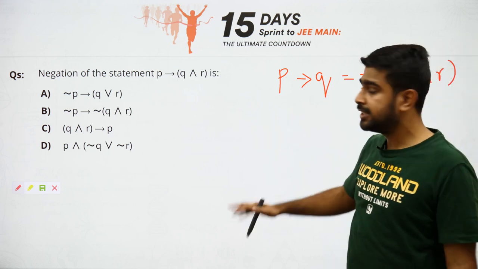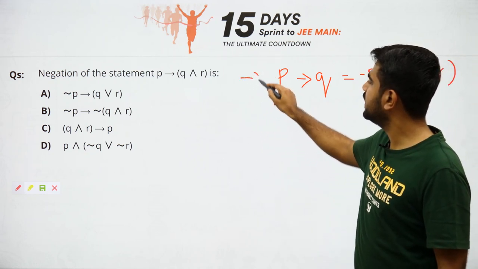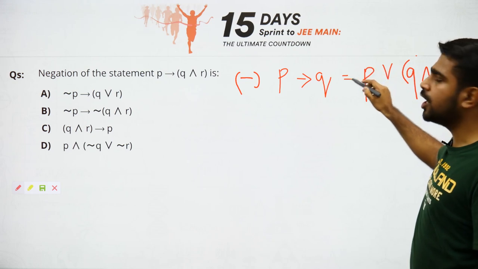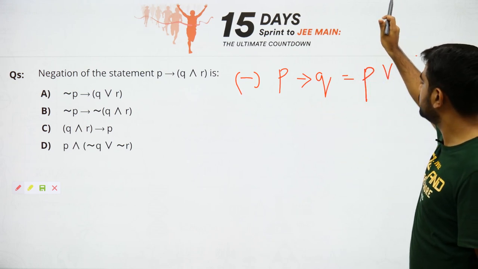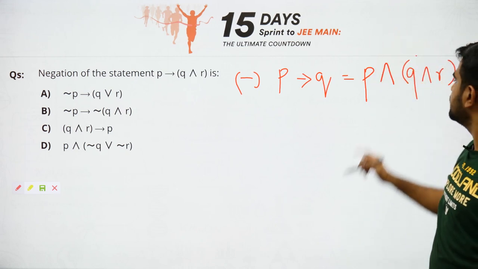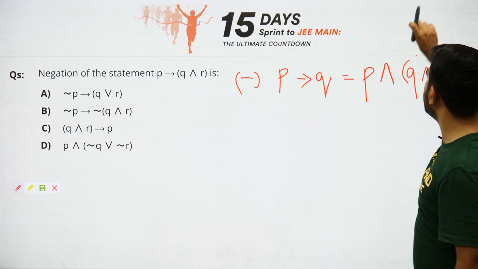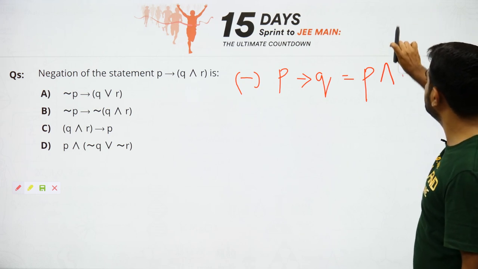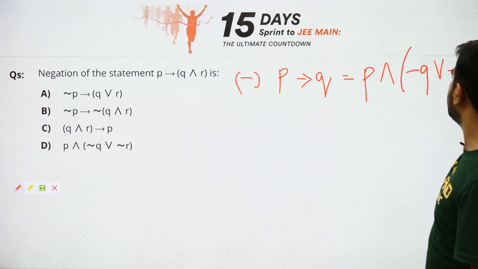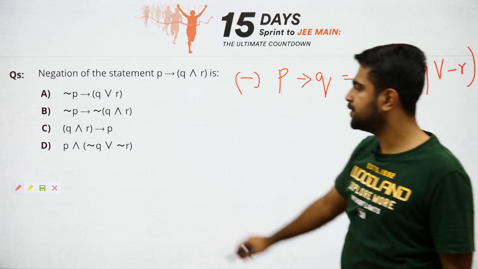Okay, they're asking negative of it. I'm sorry. So this is P implies Q. Now they're asking negative of this. So when I negate this, what will happen? P was already negative, so it will become P, and then or will become and. And then this is going to be negated. What is Q and R negation? It is going to be negative Q or negative R. So do you have a statement like that? Yes, absolutely.